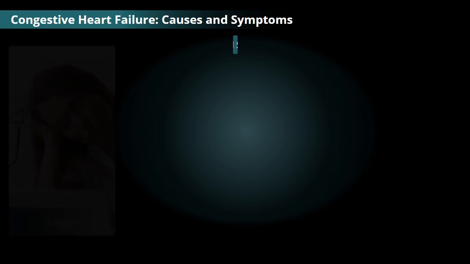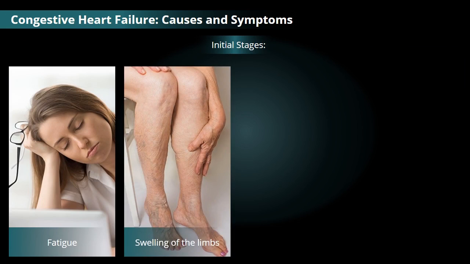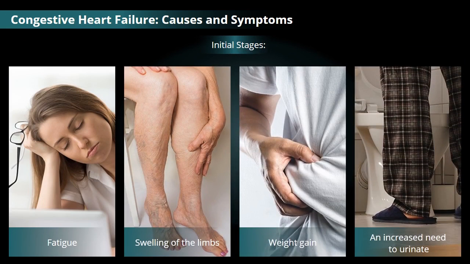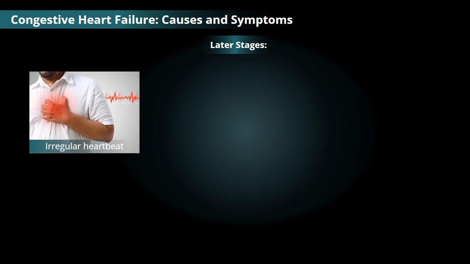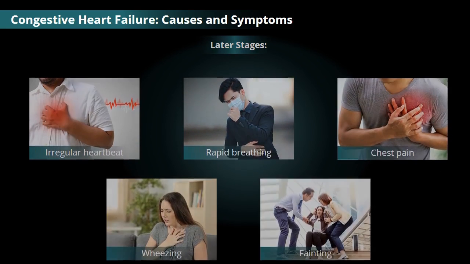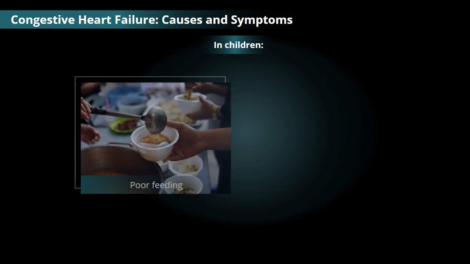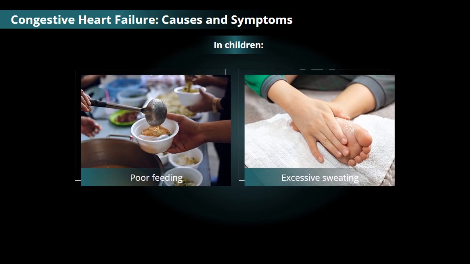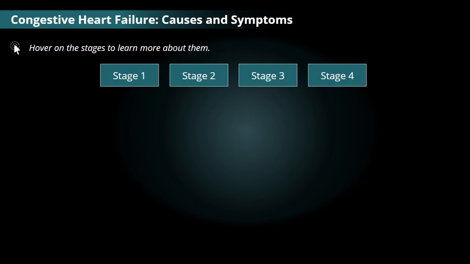Initially, the symptoms include fatigue, swelling of the limbs, weight gain, and an increased need to urinate. In the later stages, irregular heartbeat, rapid breathing, chest pain, wheezing and fainting might occur. In children, poor feeding and excessive sweating are also considered as symptoms of CHF. Congestive heart failure can be categorized into 4 broad stages. Hover on the stages to learn more about them.